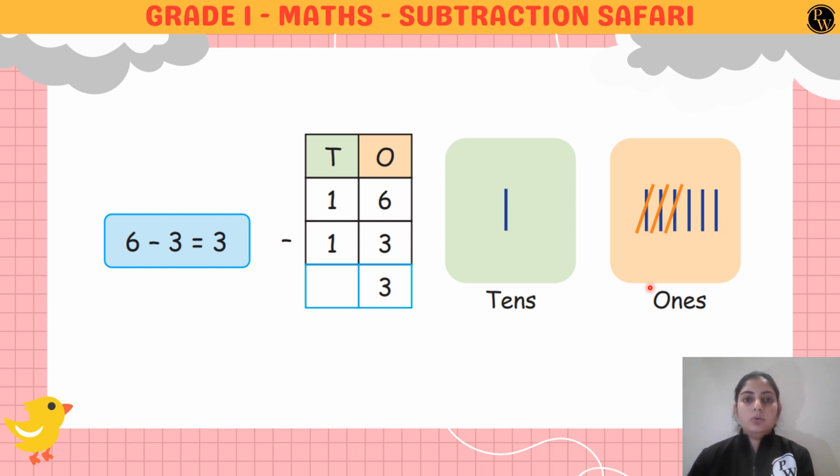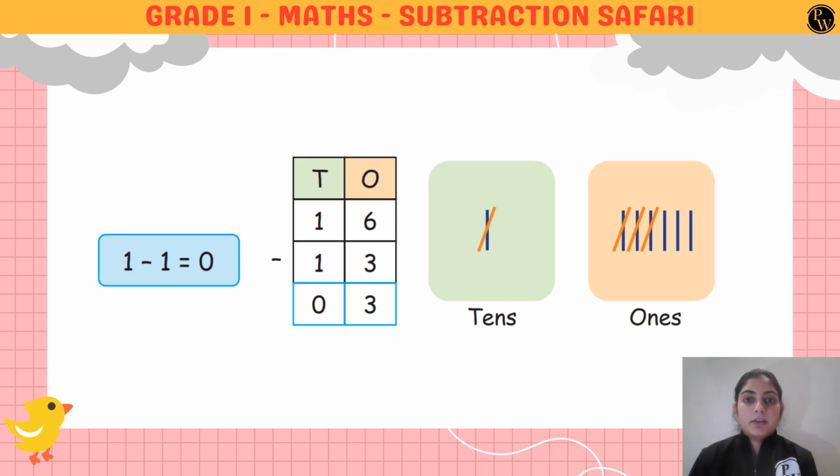Right. Now, first we subtract the numbers in the ones place, that is 3, right? So to subtract here, we have struck out 3 bars, right? Correct. So how many bars are we left with at the ones place? Correct. 3 bars. So we have written 3 here. 6 minus 3 is equal to 3, correct?